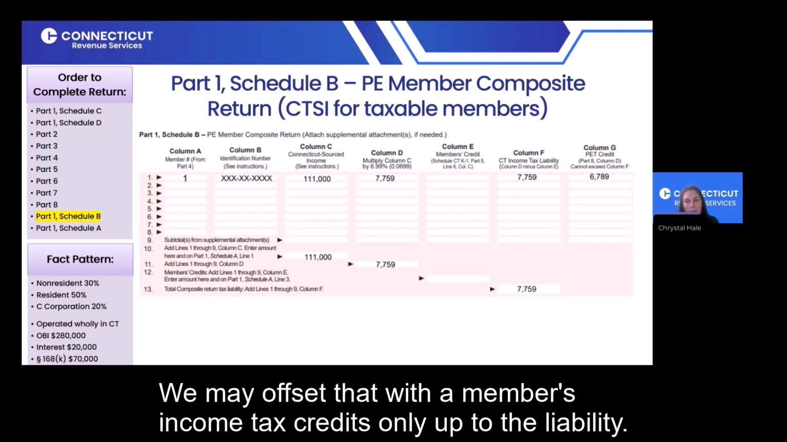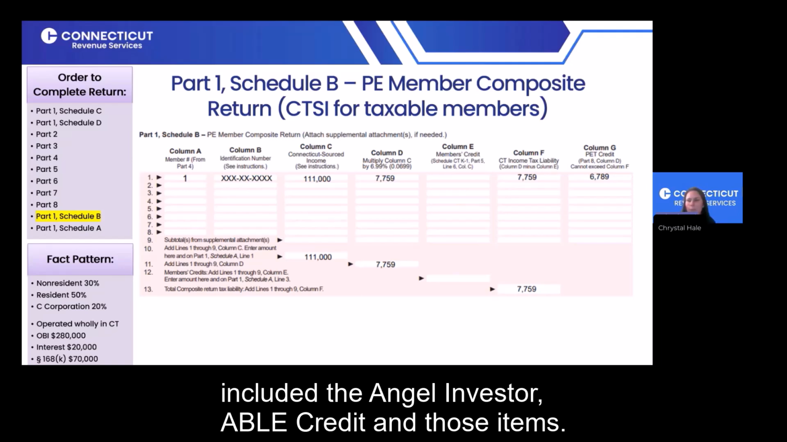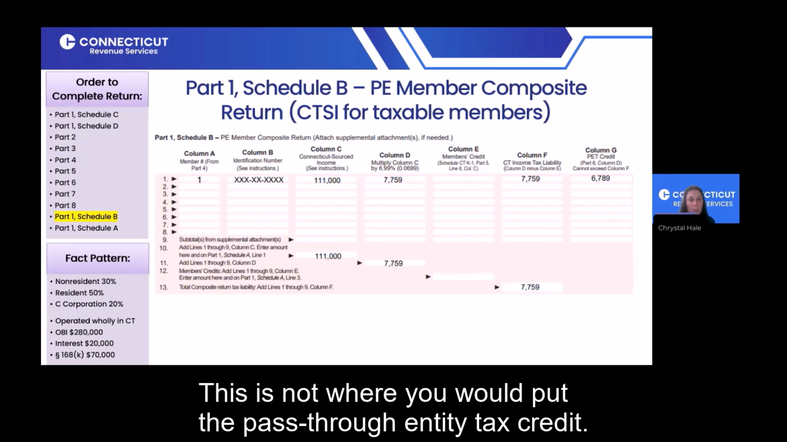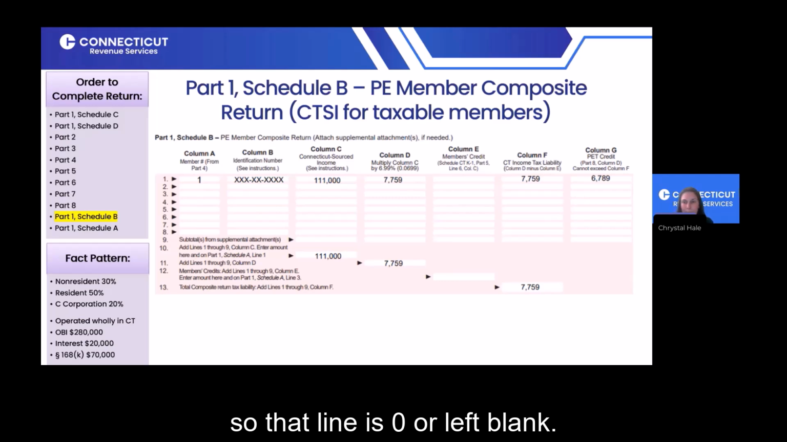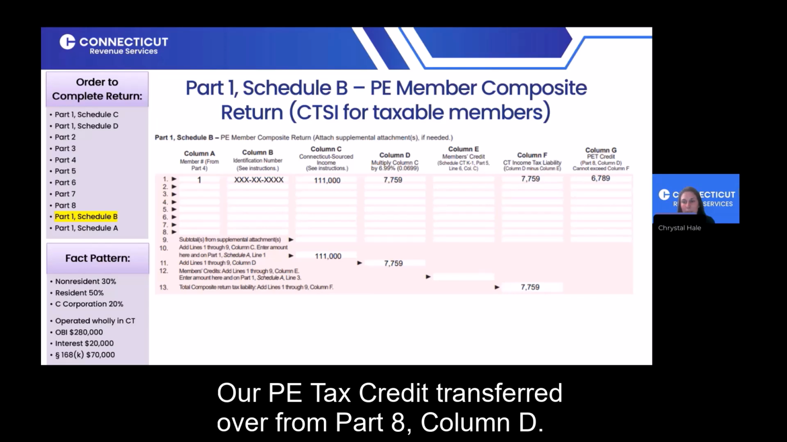We may offset that with a member's income tax credits, only up to the liability. Those income tax credits that I'd mentioned before that were on Part 7 included the angel investor, ABLE credit, and those items. This is not where you would put the pass-through entity tax credit. In this example, we didn't have any income tax credits, so that line is 0 or left blank. So overall, our Connecticut income tax liability is $7,759. Our PE tax credit transferred over from Part 8, Column D.